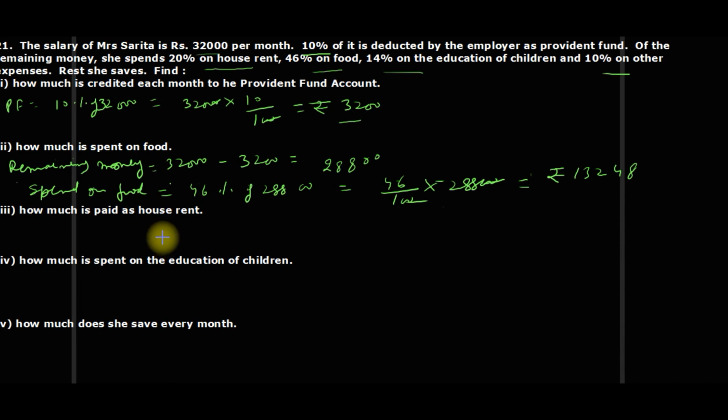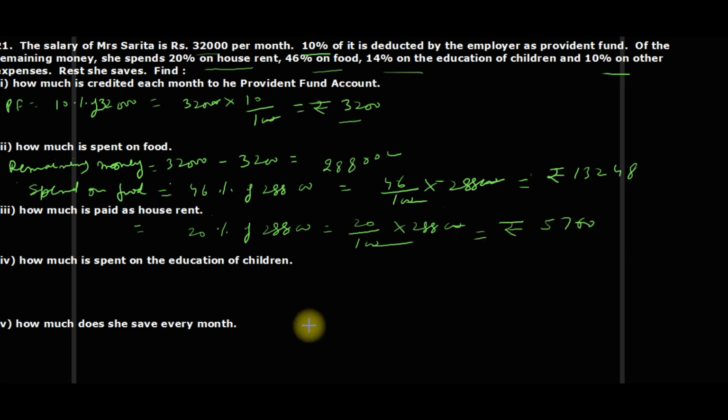How much is paid as house rent? House rent is paid of the remaining money. So therefore remaining money is this. Therefore, rent paid is equal to 20% of 28800, equal to 20 upon 100 multiplied by 28800 rupees. We have calculated 5760.